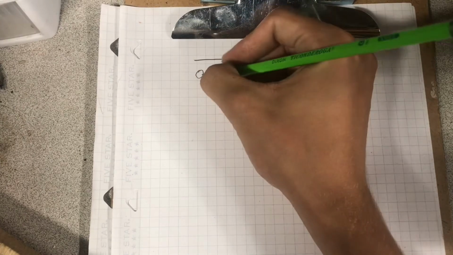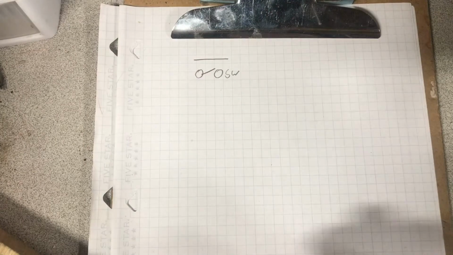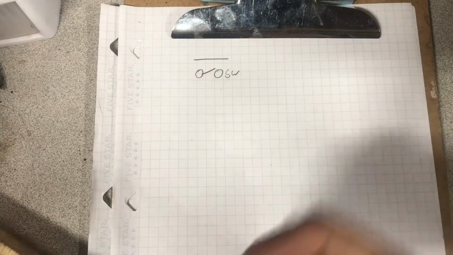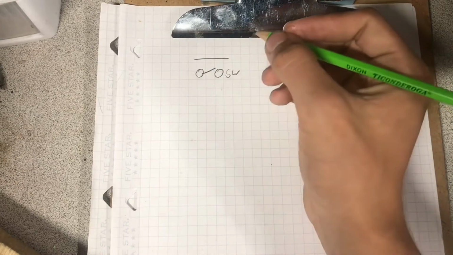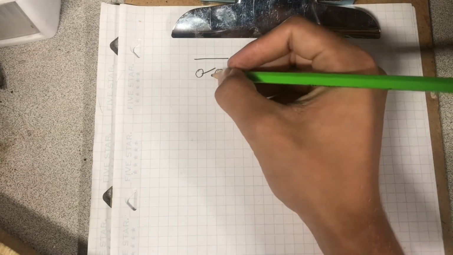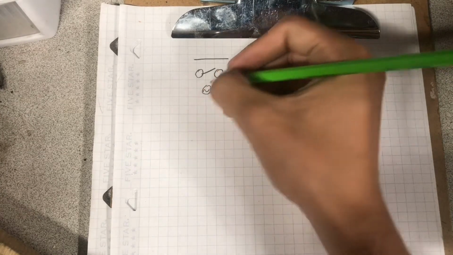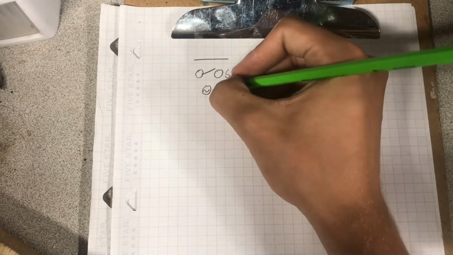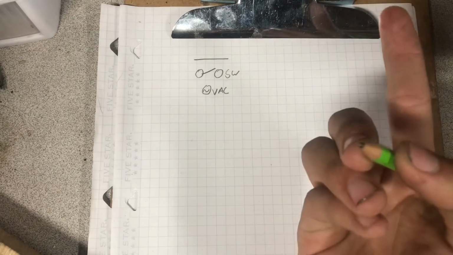Another very simple component is a switch, sometimes represented as SW. And then how about a power supply? You can have different power supplies, say like this, and this is an AC power supply, right?